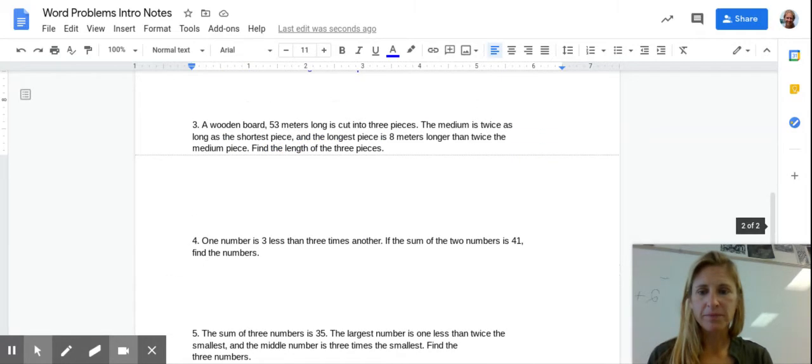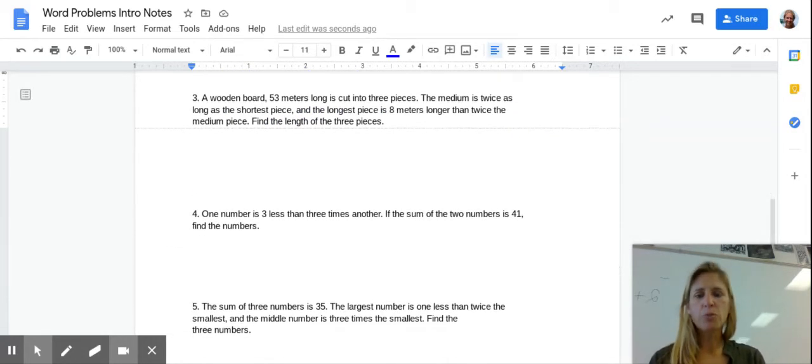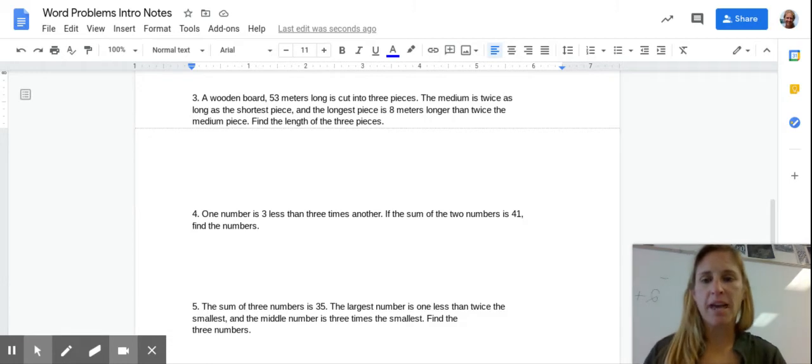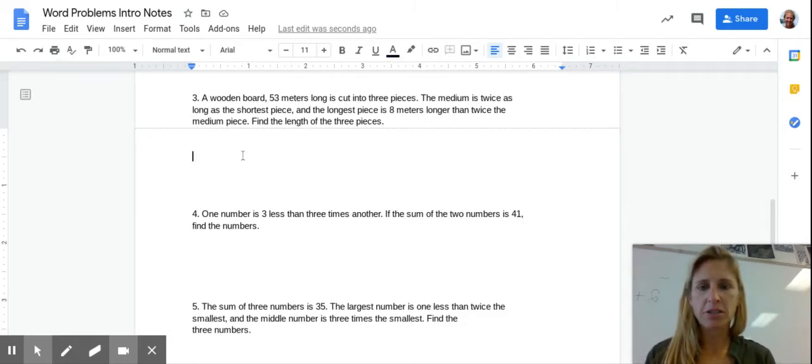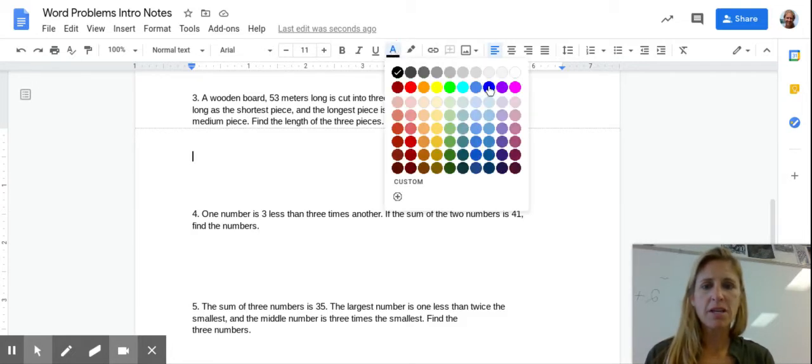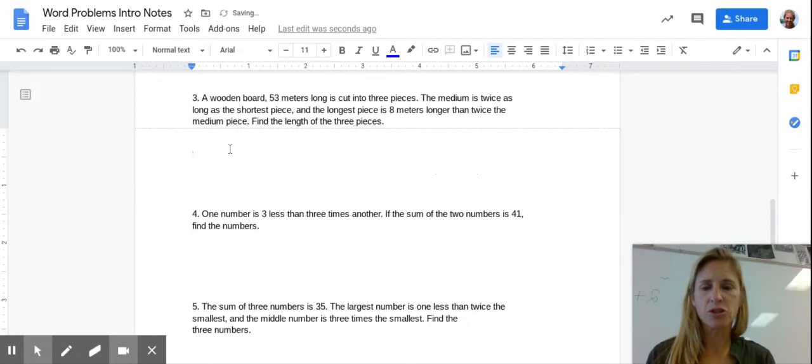Okay, number 3. This one's worded weird, but the math isn't that bad. A wooden board, 53 meters long, is cut into 3 pieces. The medium piece is twice as long as the shortest piece, and the longest piece is 8 meters longer than twice the medium piece. Find the length of the 3 pieces.